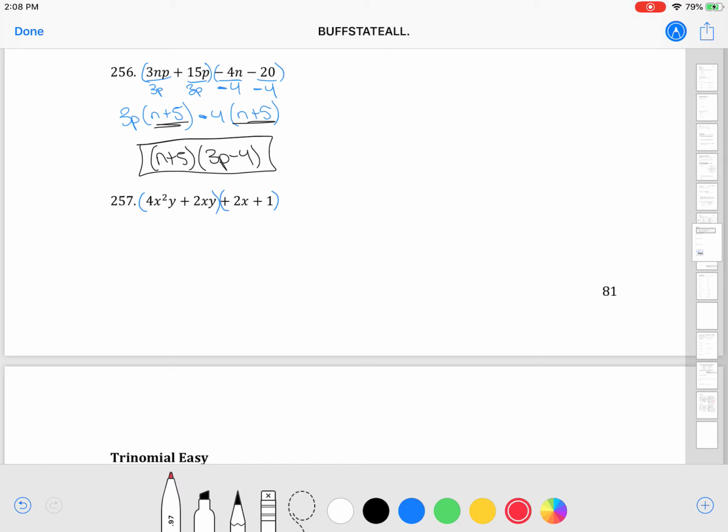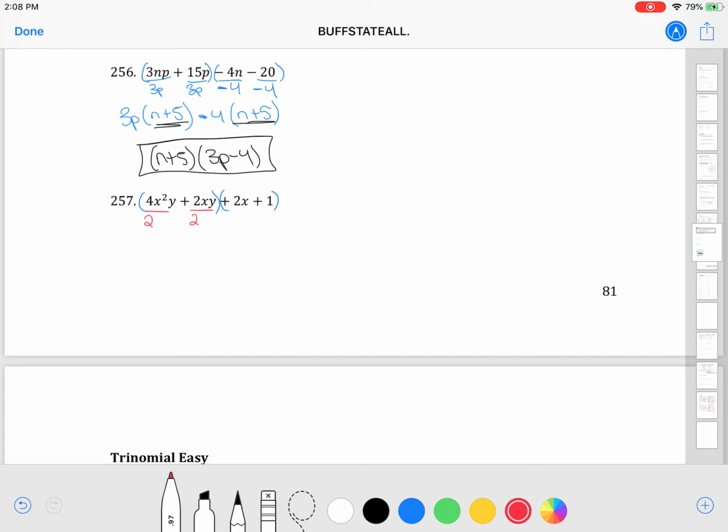Now within each group, you are going to use the GCF method. Seems kind of crazy because this isn't actually the GCF method, it's called grouping, but you do GCF within it. So in my first group, first look at your numbers. I have 4 and 2. The GCF between 4 and 2 is 2.